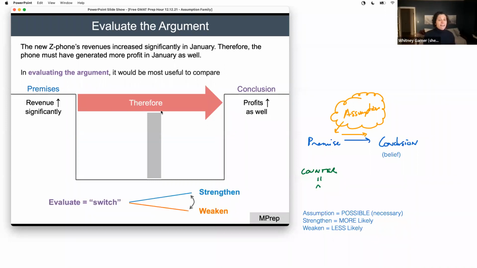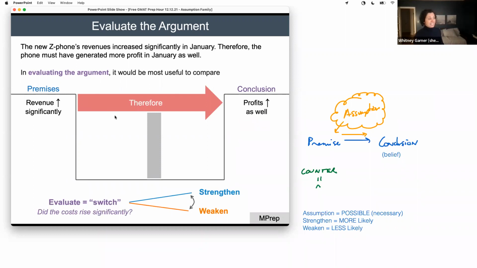And so an evaluate is typically looking for a piece of information that can behave like a switch, in the sense that if you answer the question in the affirmative, it would strengthen the argument. But if you answered the question the other way, it would completely destroy the argument. So we want something that's such a catalyst that the littlest shift in the response to that question or that piece of information would fully change how we feel about the problem.